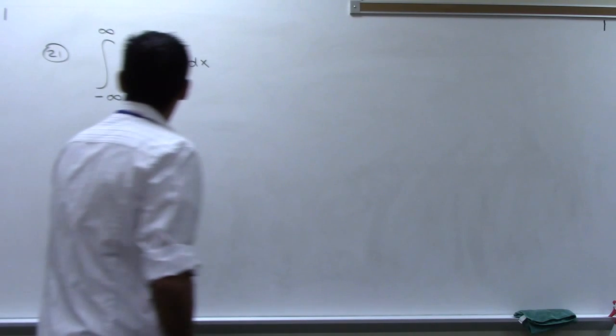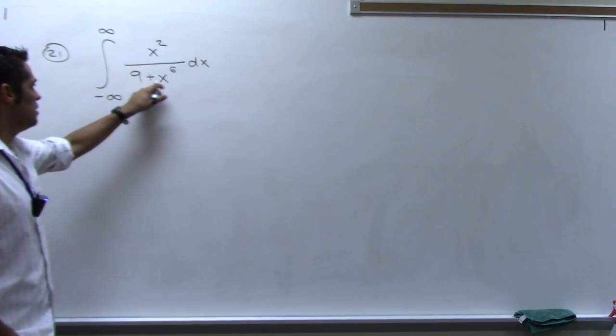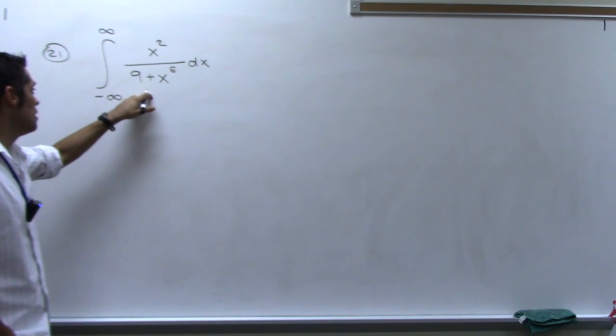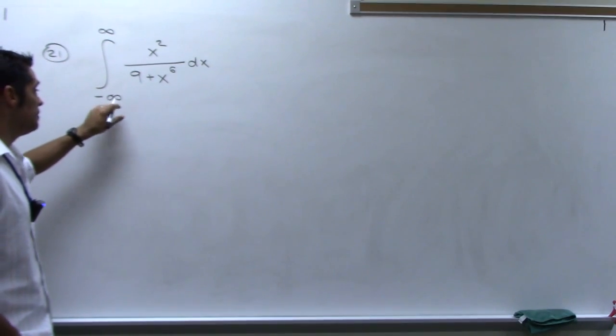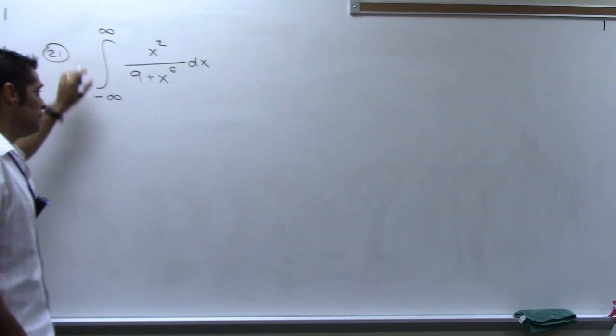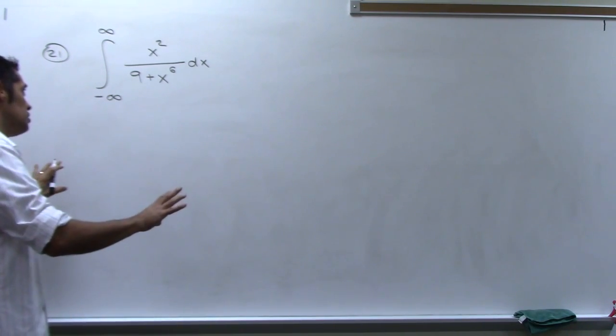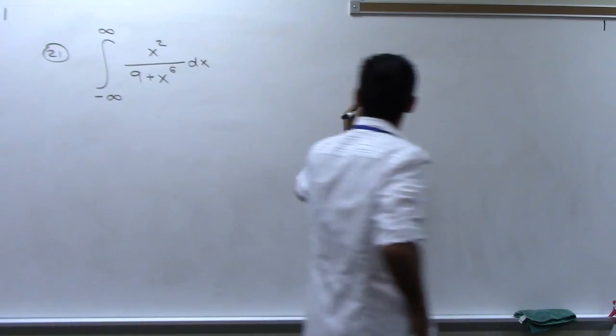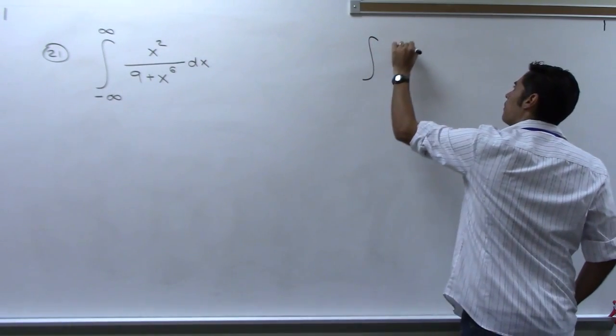Okay, I'm going to need to integrate that. There are no discontinuities here. The denominator can never be 0, so I don't have to worry about discontinuities. But since I'm going from negative infinity to infinity, I will need to split this into 2 integrals. But the overriding thing is I'm going to have to find the antiderivative of that. So let me do that right here.